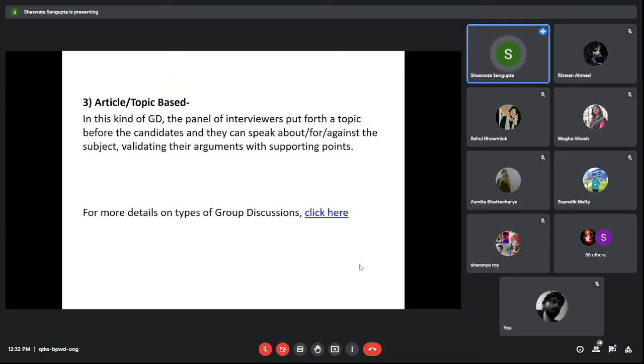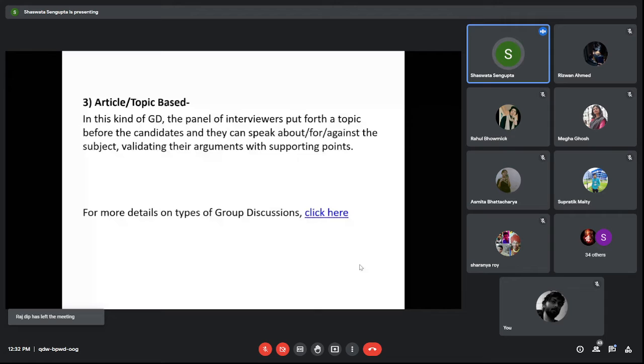And the third type of GD is known as topic-based GD. Now, what is this topic-based GD? In this kind of GD, a difficult topic is put before the candidates, a topic that's not so common. And now the candidates have to take their turn and speak for or against that particular topic.